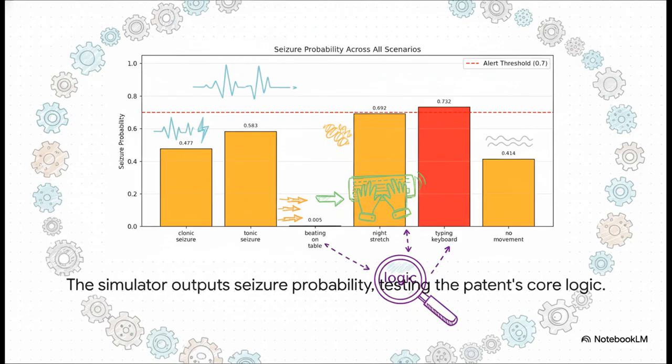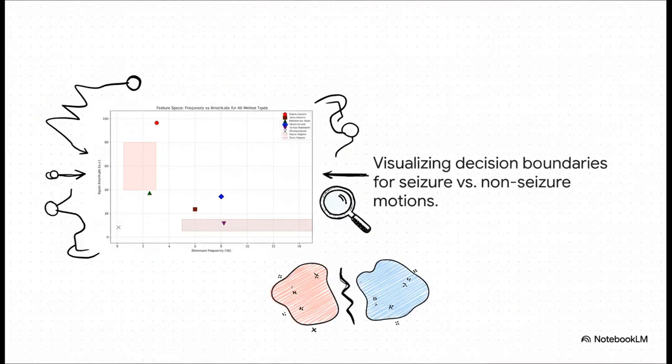The patent's claims are no longer just words on a page. They're testable hypotheses. And we can go even deeper. This plot visualizes the decision boundaries of the model, separating seizure events from other motions based on their signal frequency and amplitude. I mean, this kind of insight is nearly impossible to get from the static text alone. It makes the internal logic of the patent visible and really understandable.